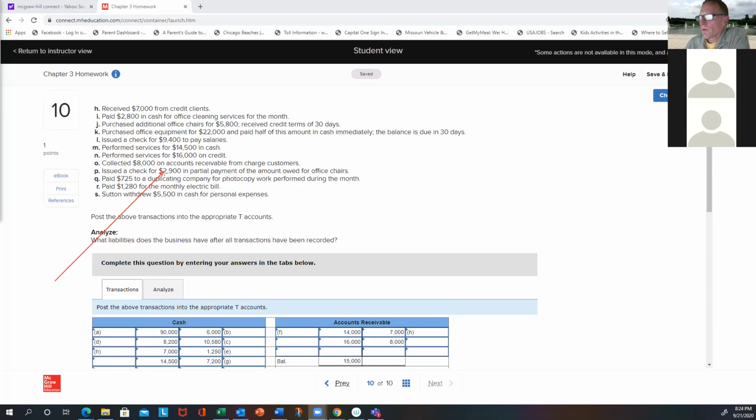Okay. So the mistake that you made is a common mistake. If you would have put that 2,900 back into office furniture again, you're basically saying that you bought more furniture, right? But in this case, you're clearly not buying more furniture. You're just paying what you owe. So if you think about that logic, sometimes when you go back and think about it, it should make sense.